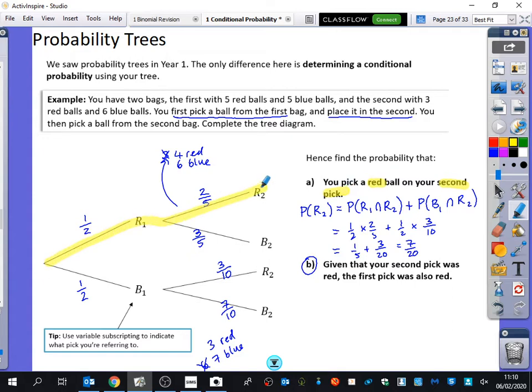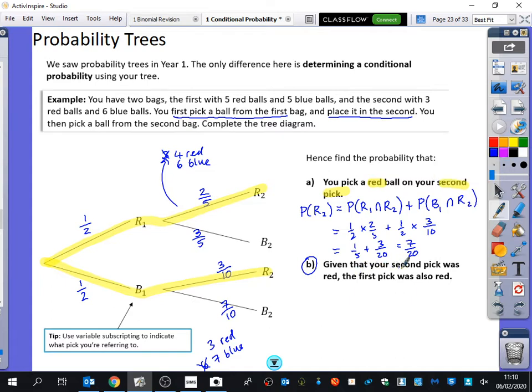So we did this route, and we did this route, multiplied the probabilities and added them together. As you know from GCSE, nothing new there. This is the bit that's a little bit different, so I'll spend a little bit of time on this to explain clearly.